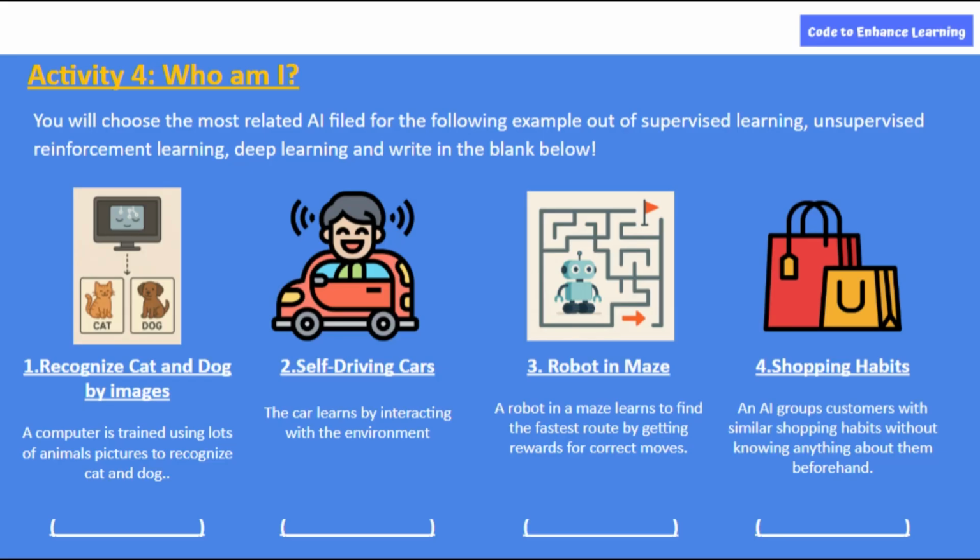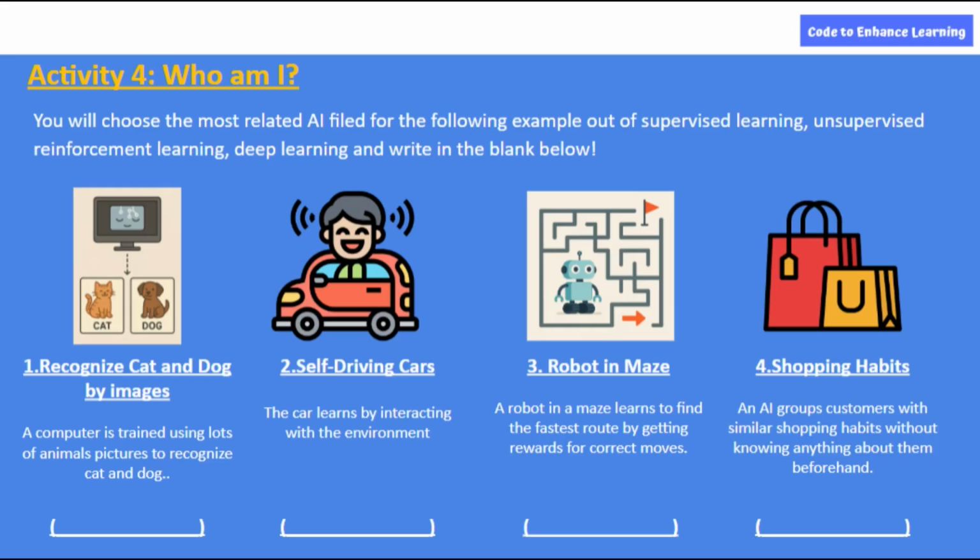A robot learns to find the fastest route in a maze by getting rewards for correct moves. So which ML type is this? Exactly. This is reinforcement learning because the robot improves through trial, error, and rewards. And last example is shopping habits. An AI groups customers with similar shopping habits without knowing anything about them beforehand.